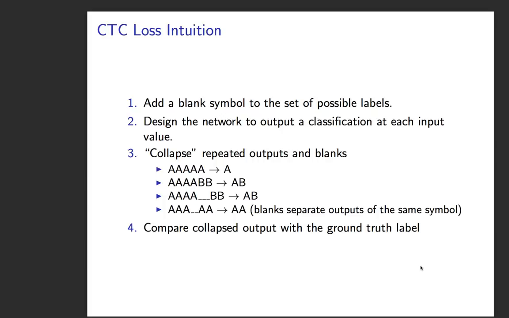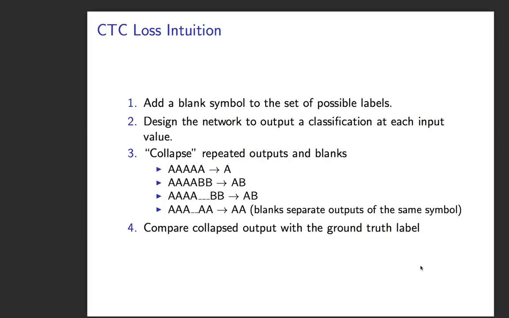All right. So here's the intuition that we're going to use. Imagine that we have a language of possible labels. If we have only the characters A, B, and C in our language, we're going to add a new character, the blank symbol, and we're going to design the network to output a classification at each of these inputs, and then we're going to collapse. So for example, you could be going through your sequence, and if you're not changing the output, you just emit a blank. And now we basically have a many-to-one relationship.